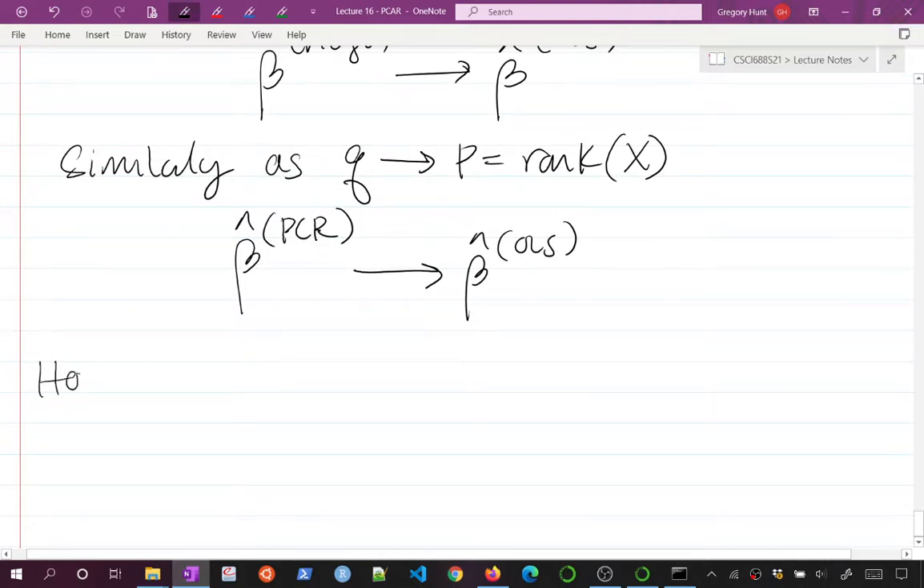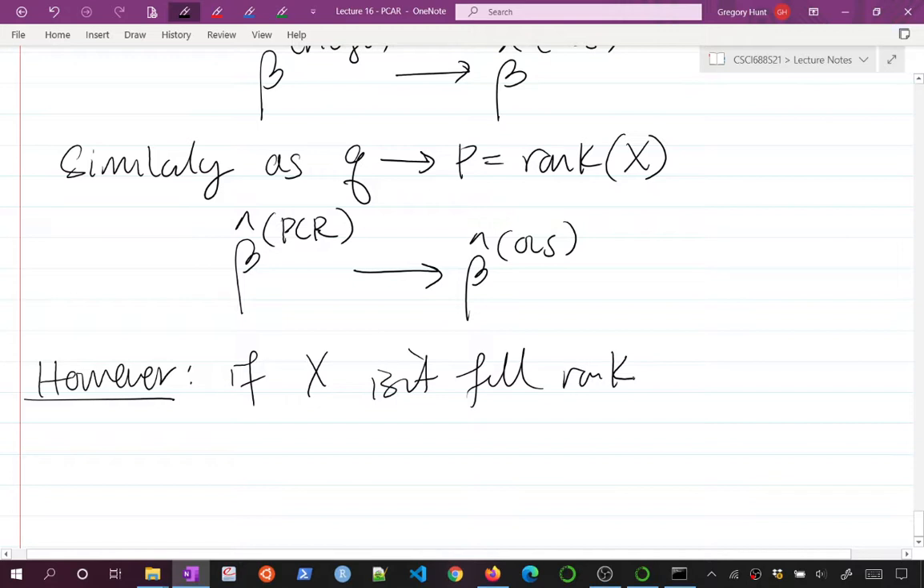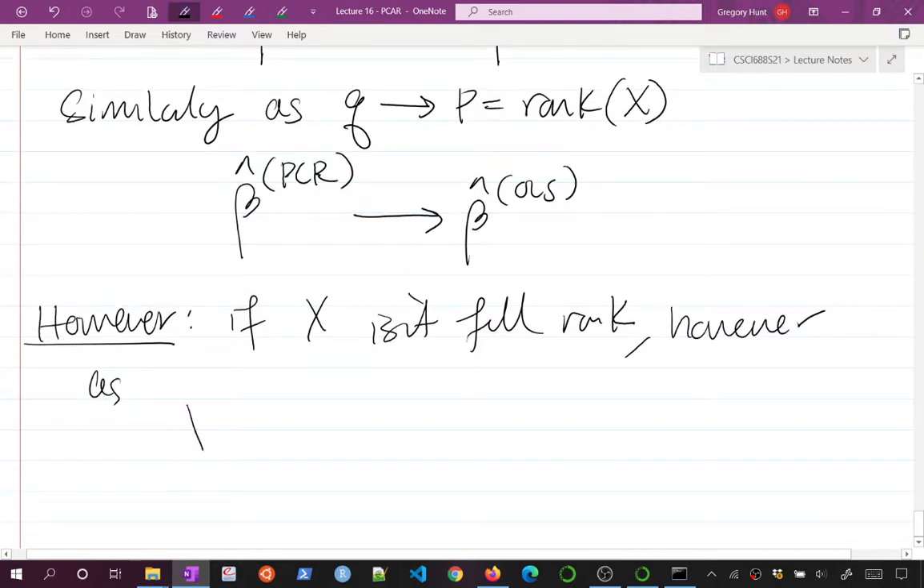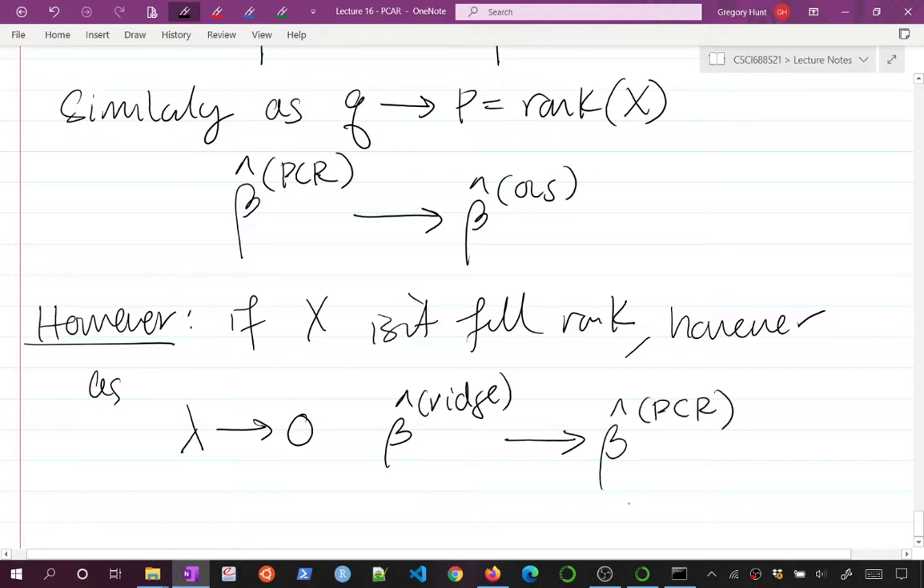However, if X isn't full rank, we're not going to get that similar behavior. We're not going to get these converging to the OLS estimator because the OLS estimator isn't unique if X isn't full rank. As lambda goes to 0, the ridge regression estimator won't converge to the OLS estimator because it isn't unique. There is nothing to converge to. Instead, it will converge to the PCR estimator with Q equal to the rank of X.